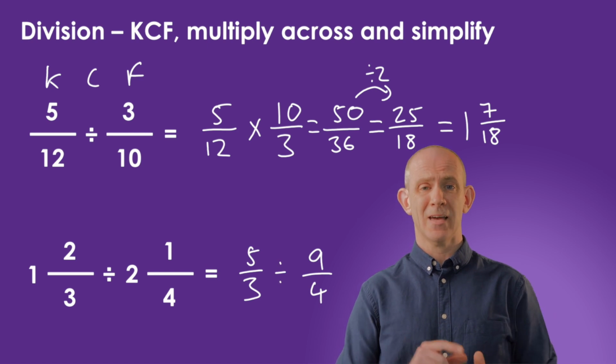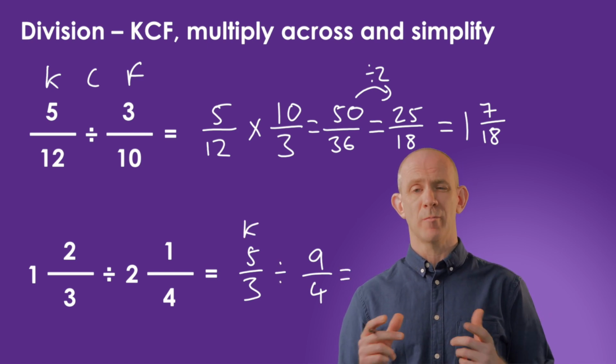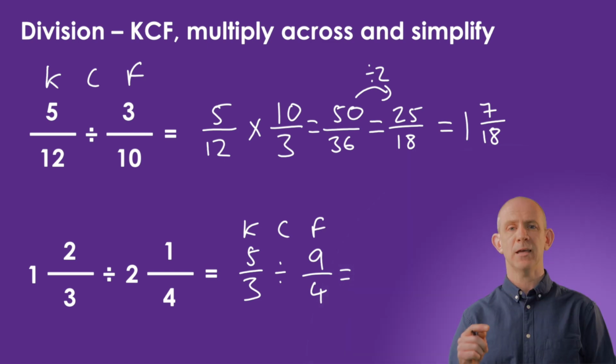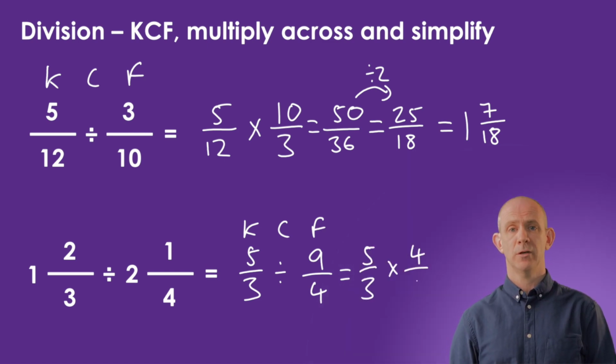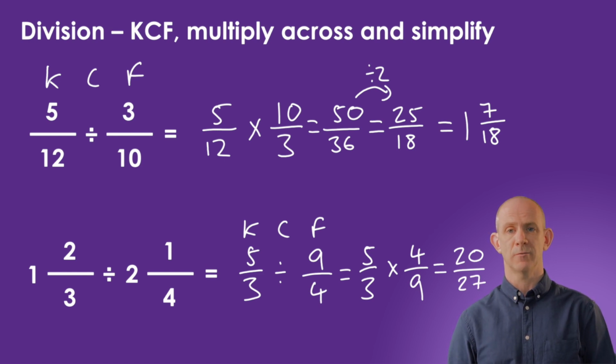I can now write the KCF initials over it to remind myself of what I'm going to do. I'm going to keep the 5 over 3, I'm going to change the division to multiplication, and then I'm going to flip the 9 over 4 to be 4 over 9. So I can now multiply this across. 5 times 4 would give me 20, 3 times 9 would give me 27, which is in its simplest form.